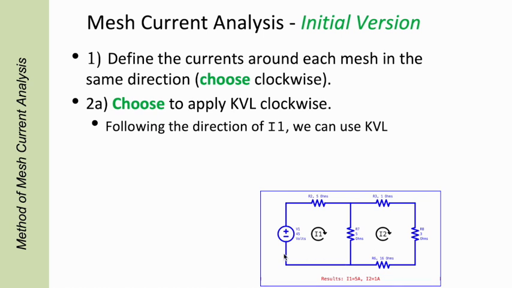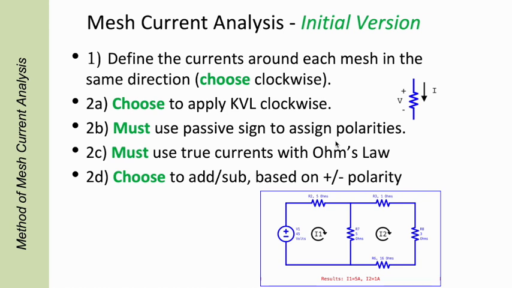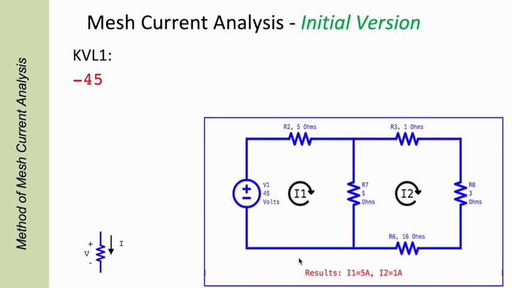Next, we'll also apply KVL going in a clockwise direction. For example, following the direction of I1 when we're over here in mesh 1. We use passive sign, use true currents with Ohm's law, and we'll choose to add in a term if we hit the plus polarity first, subtract off a term if we hit the minus polarity first. Okay, so Monk's style starts at 7 o'clock, and here we go.